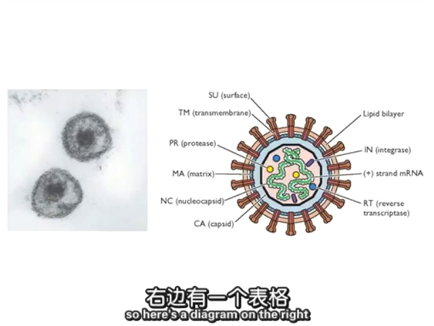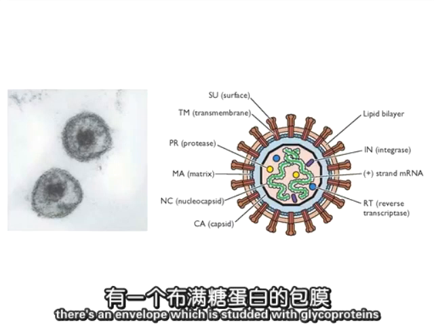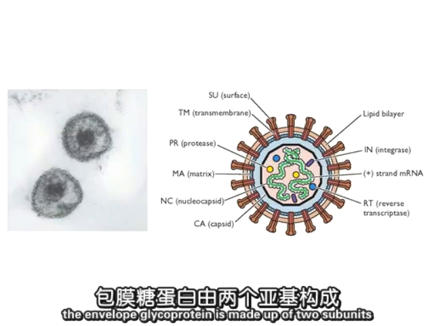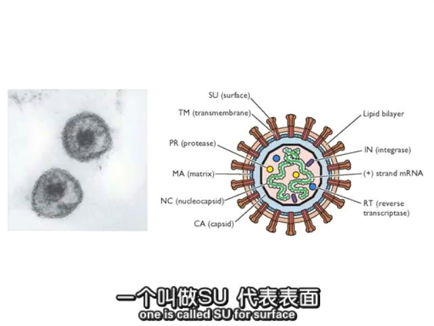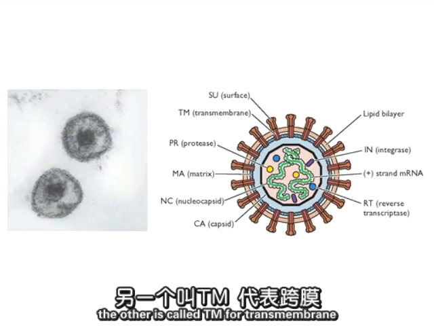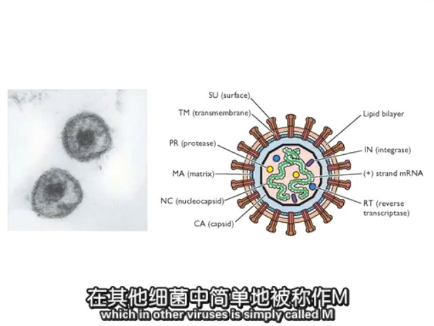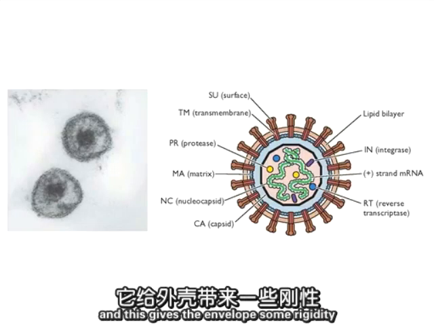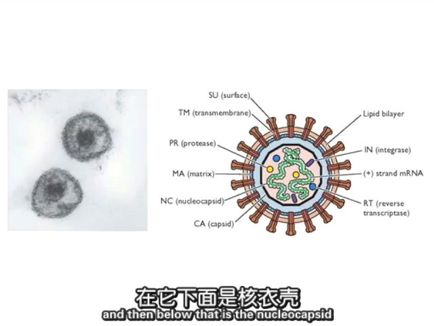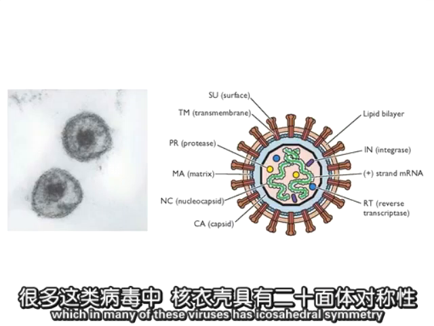So here's the diagram on the right. There's an envelope which is studded with glycoproteins. The envelope glycoprotein is made up of two subunits. One is called SU for surface. The other is called TM for transmembrane. Just below the lipid membrane is the matrix protein, the MA, which in other viruses is simply called M, and this gives the envelope some rigidity. And then below that is the nucleocapsid, which in many of these viruses has icosahedral symmetry.